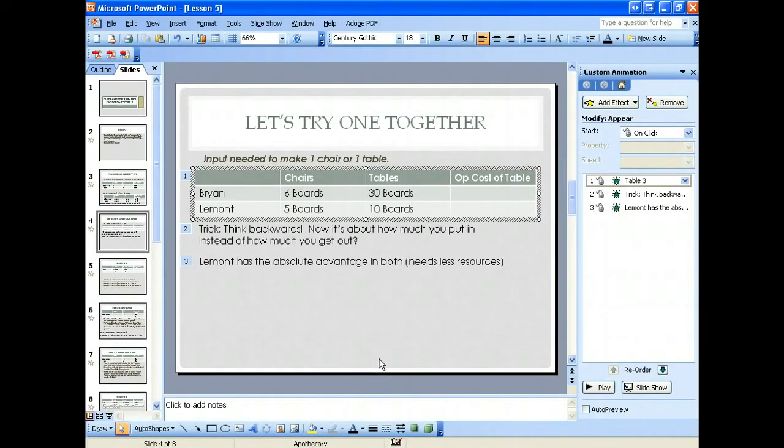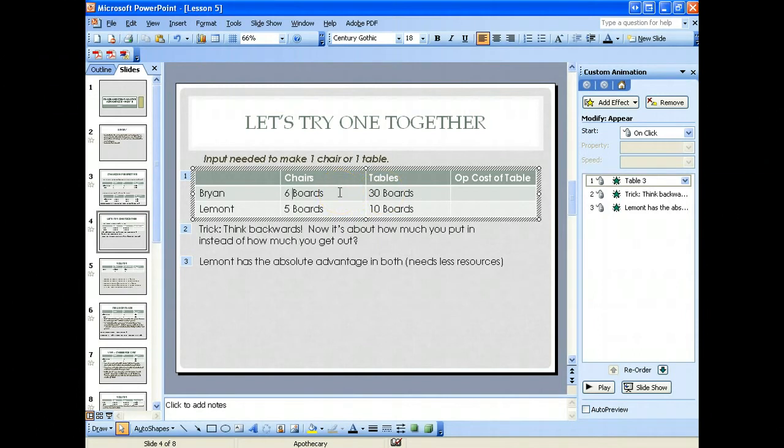Okay, so let's think about the whole issue of opportunity cost of the tables. Well, let's start with Brian. Brian right now needs 30 boards in order to produce a table. He can also use boards to produce chairs, but for chairs he only needs 6 boards.